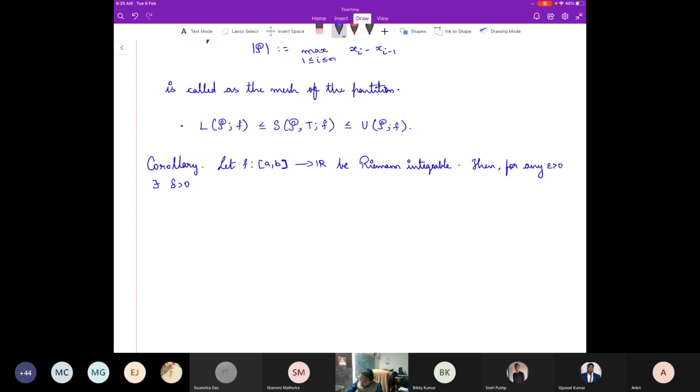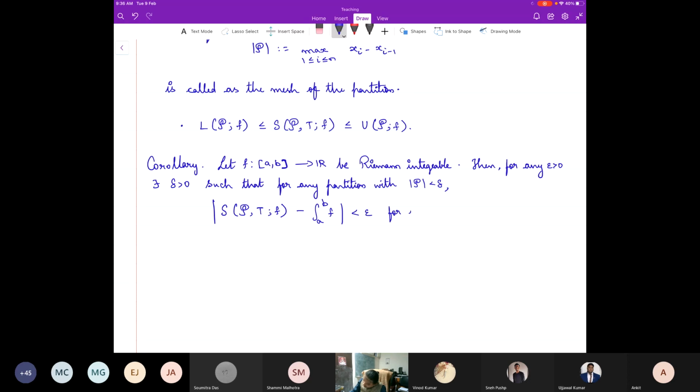Right. So if you have a Riemann integrable function, then for any epsilon positive, there exists delta greater than 0 such that for any partition with the mesh of the partition being less than delta, the difference between the Riemann sum and the value of the integral can be made less than epsilon for any tag set T.